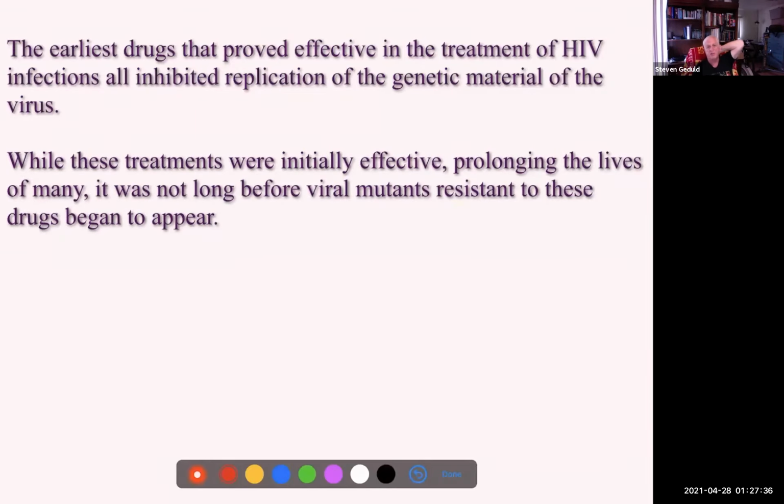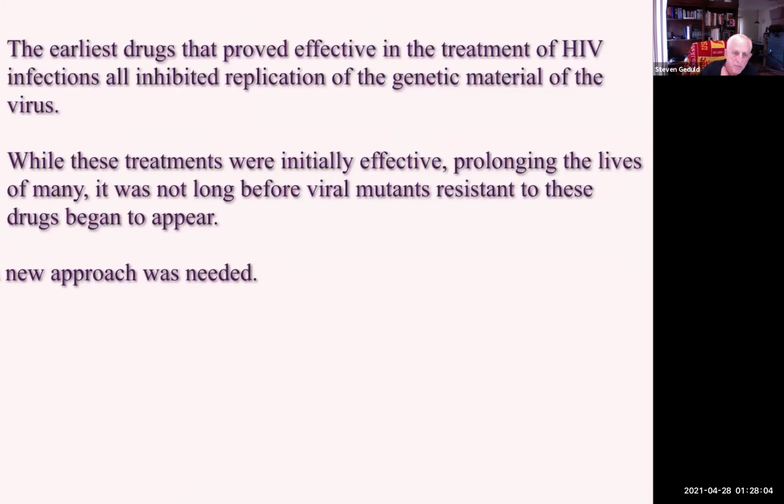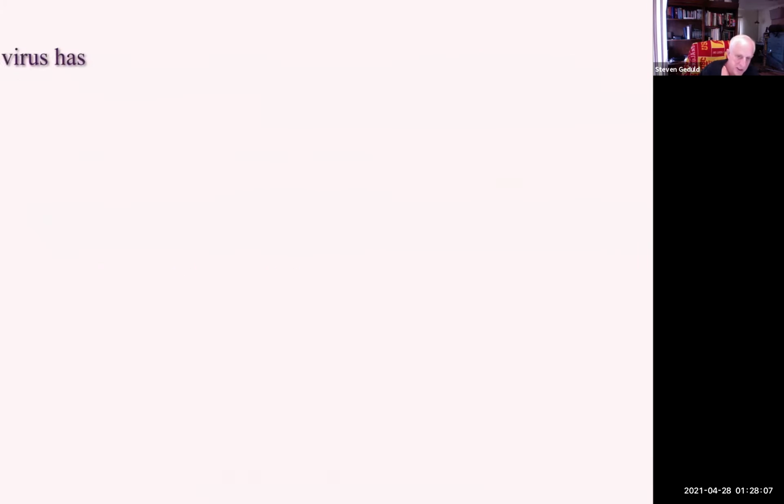While these treatments were initially effective, prolonging the lives of many, it was not long before viral mutants resistant to these drugs begin to appear. Because remember, viruses mutate at an extremely fast rate because their generations are so quick. You know, they replicate every 20 minutes versus every 20 years with humans. Okay, so as they evolve, they change, become resistant to the different types of drugs that we use for that. Okay. So a new approach was needed.